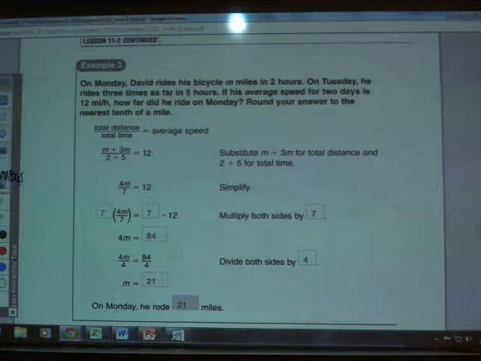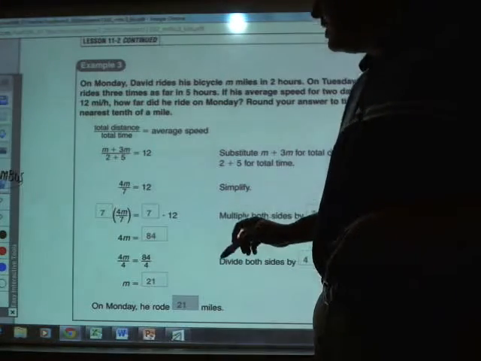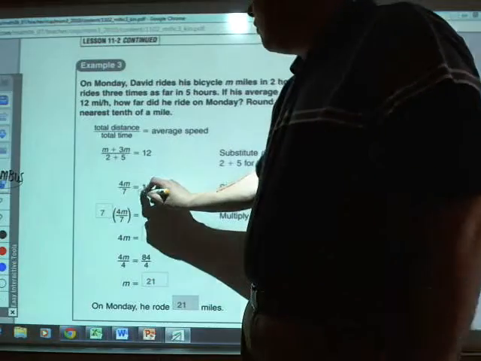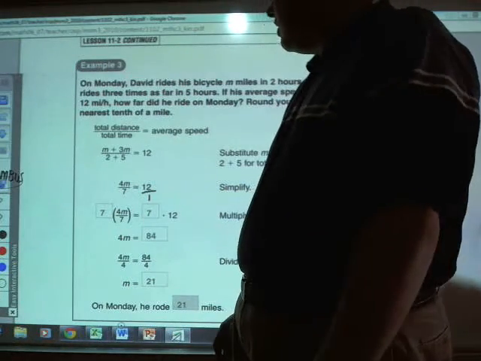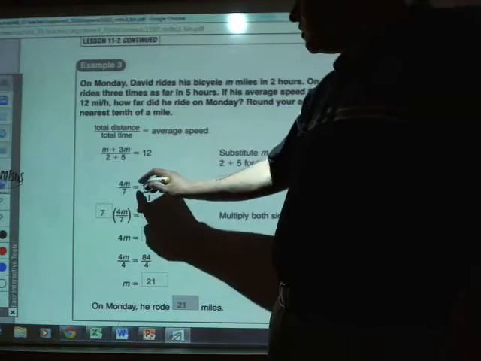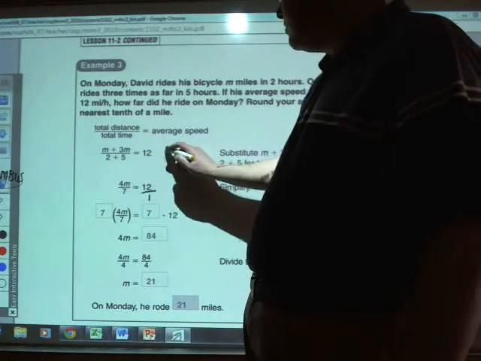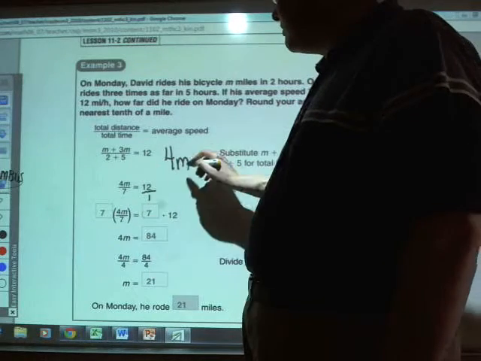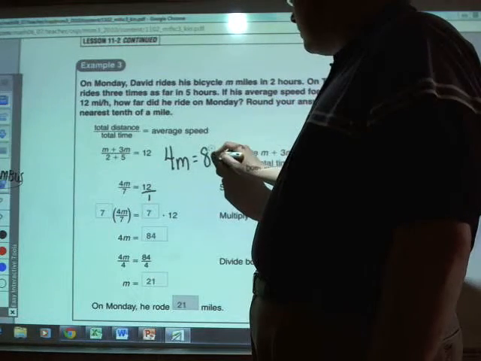Now, this is good review for us because this is one that you can solve like a proportion, and that's exactly what they're doing here. You could solve it really either one of these ways. What a lot of us would do is go ahead and put this 12 over 1 and then cross multiply. So when I do that, that's going to give me 4m times 1, which is 4m, and 12 times 7, which is going to give me 84.